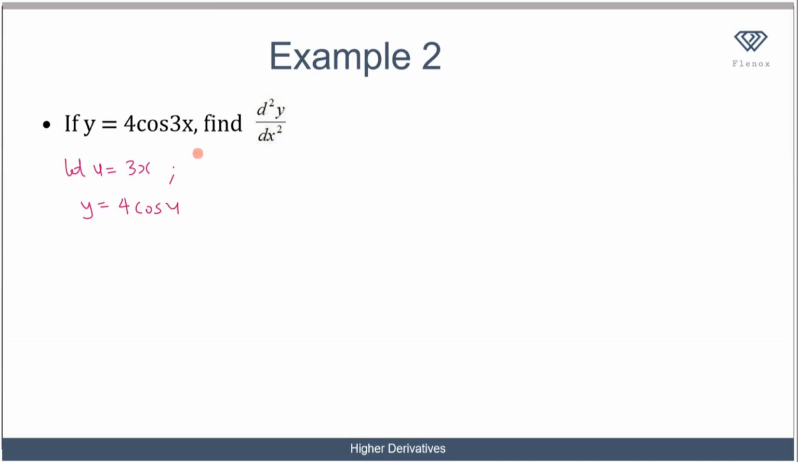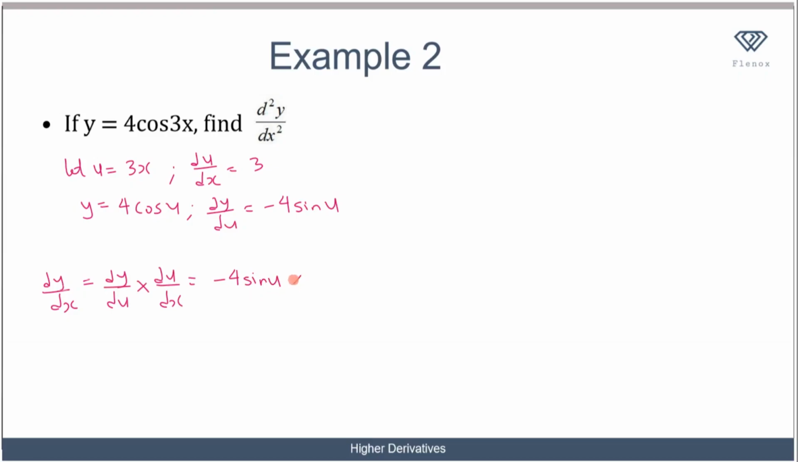So now I can find du over dx. So du over dx becomes what? When I differentiate 3x, I'm left with 3, and dy over du becomes minus 4 sin u, because differentiation of cos u will give me minus sin u, and I have the 4 before there. So I know that my dy over dx will be equals to what? My dy over du times my du over dx, and that becomes minus 4 sin u times 3.